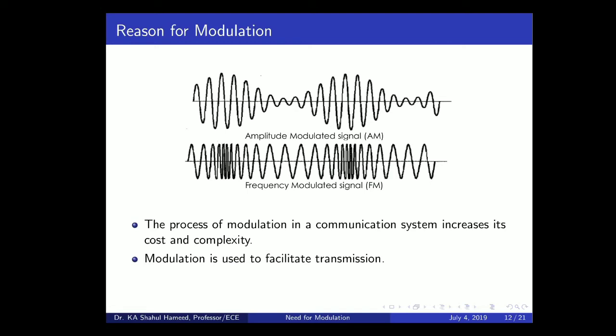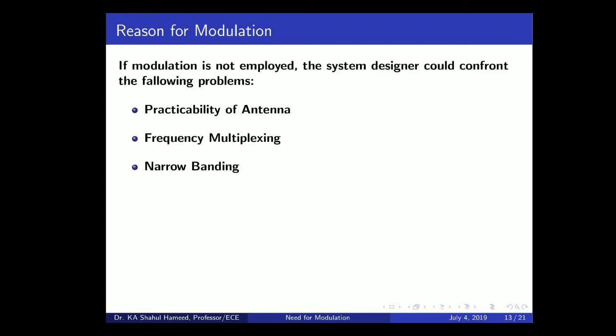Generally, the process of modulation in the communication system increases its complexity. Modulation is used to facilitate the transmission. So we should know the basic reason for modulation. If modulation is not employed, the system engineer would confront the following problems: practicability of antenna, frequency multiplexing, and narrow banding. We will discuss each one in detail in the next slides.